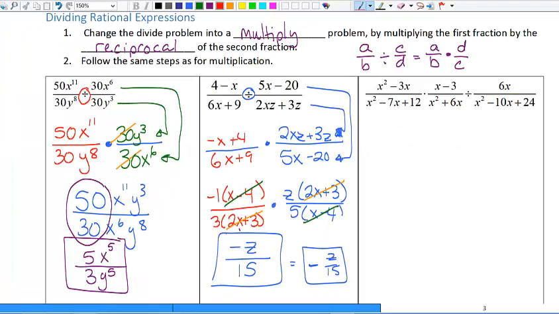On our last problem, we have 3 rational expressions. The first 2 are being multiplied and the last one is being divided. So because it's a division problem, we're going to reciprocate the rational expression immediately after it. So I would like the divide sign to turn into a multiply. So the first thing I want to do is to change the third rational expression to its reciprocal. The first 2 fractions do not have a division sign in front of them, so they're going to stay the same.